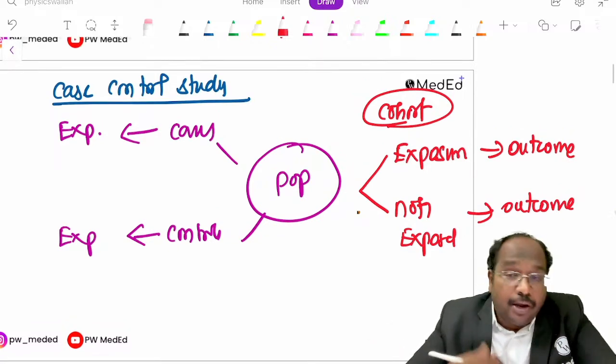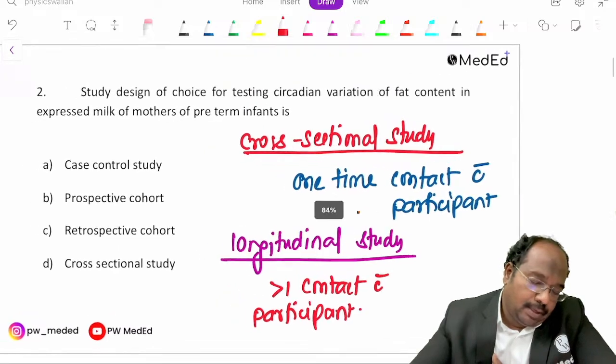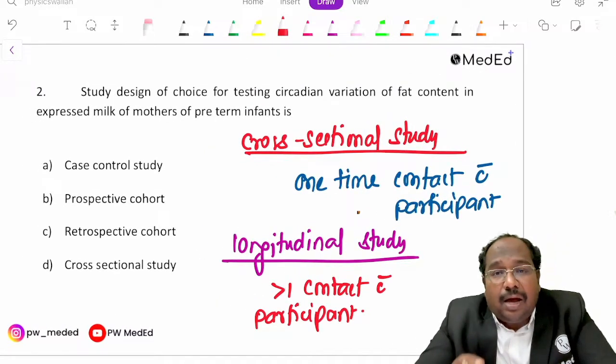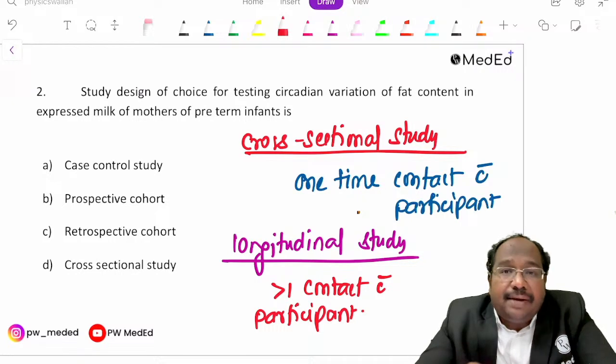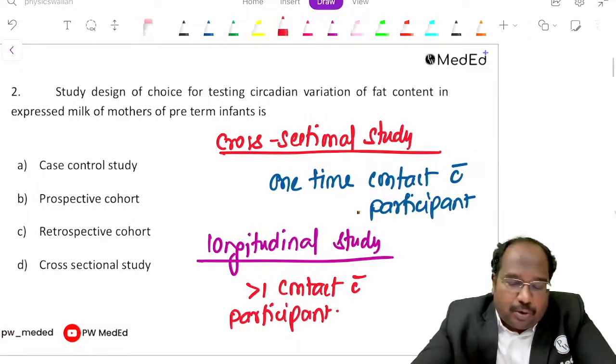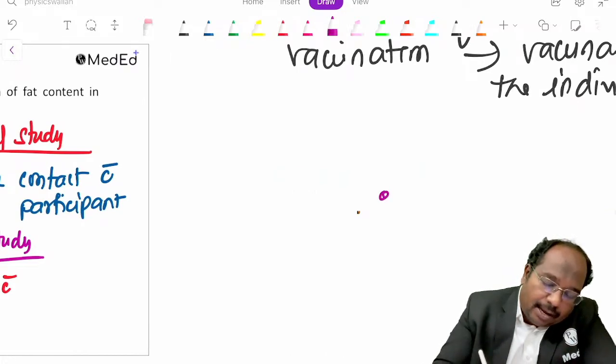Now we'll go back to the question. You answer me what is possible here. Study design of choice. One more is there, RCT. RCT means we are going to do an intervention. We are going to do a retrospective cohort study. We'll see the retrospective cohort study. In a retrospective cohort study, I am doing the study in 2023.